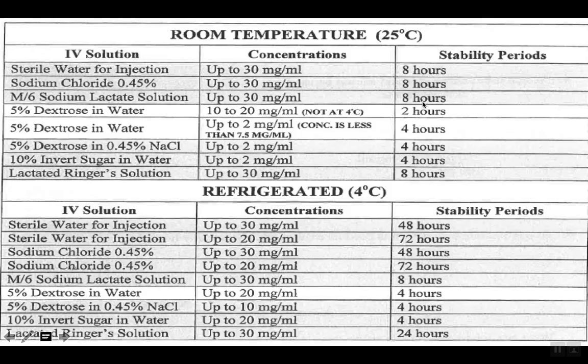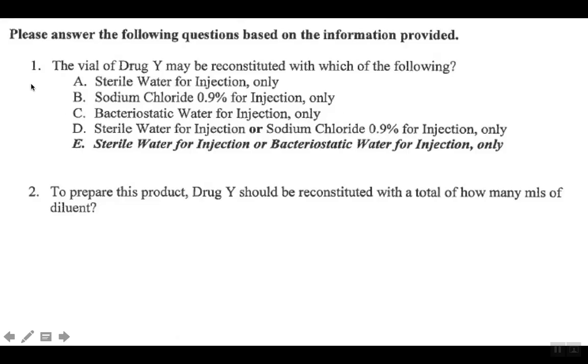And this is the Trissel's chart. We will come back to this one. The vial of drug Y may be reconstituted with which of the following? Straightforward, right? The sterile water for injection or bacteriostatic water for injection only, because that's what's listed in the package insert. Okay, sodium chloride would not be part of this, right? It's available in the pharmacy, but that's not what the package insert is saying to use.